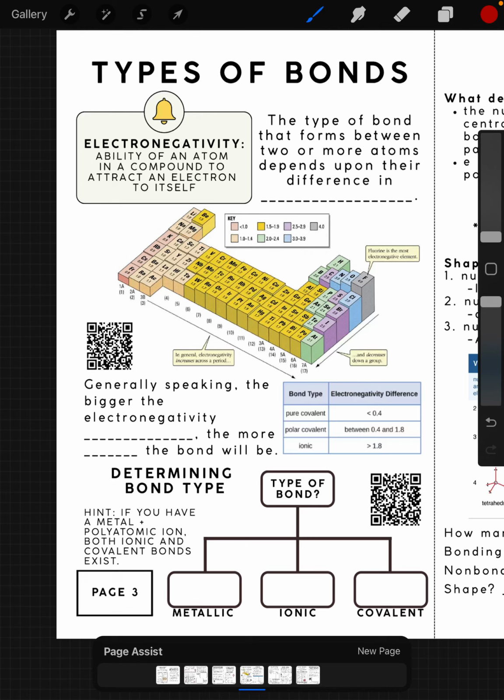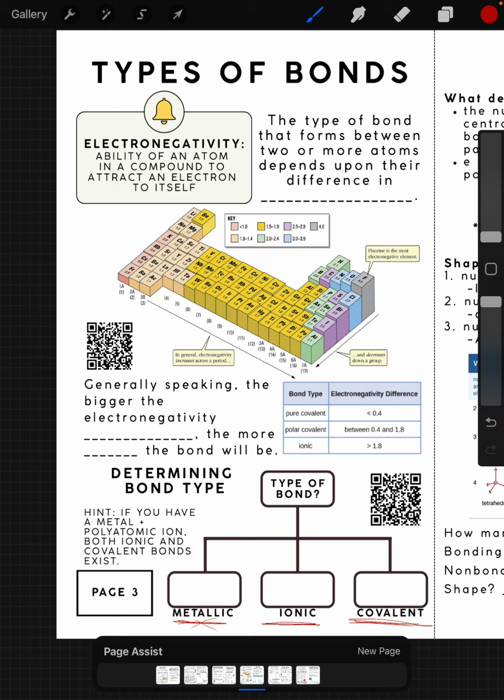This video is about page 3 of the bonding notes packet. The title of this video is Types of Bonds. So, there are 3 different types of bonds that we explore in honors chemistry. You'll see at the very bottom of this page, they're called metallic bonds, ionic bonds, and covalent bonds.